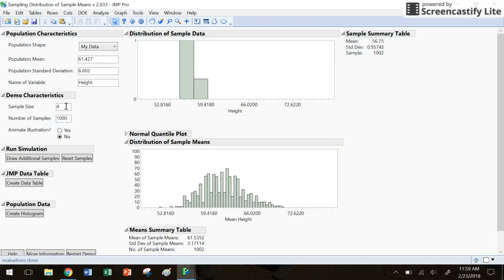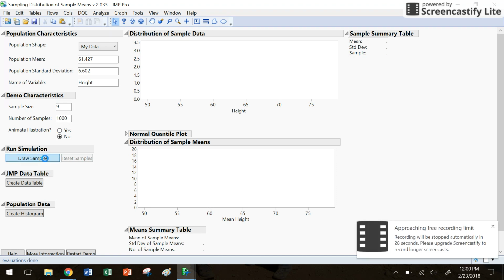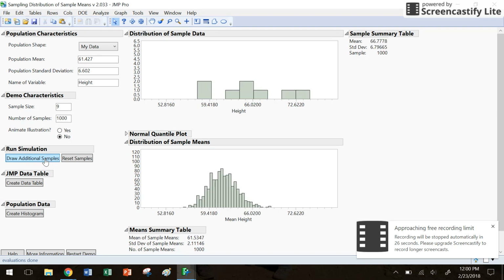Okay, let's reset and up the sample size. So another one with a nice square root is 9. Let's change that to 9. And let's skip right to 1,000 samples. Okay, now look at that. It's looking a lot more bell-shaped.